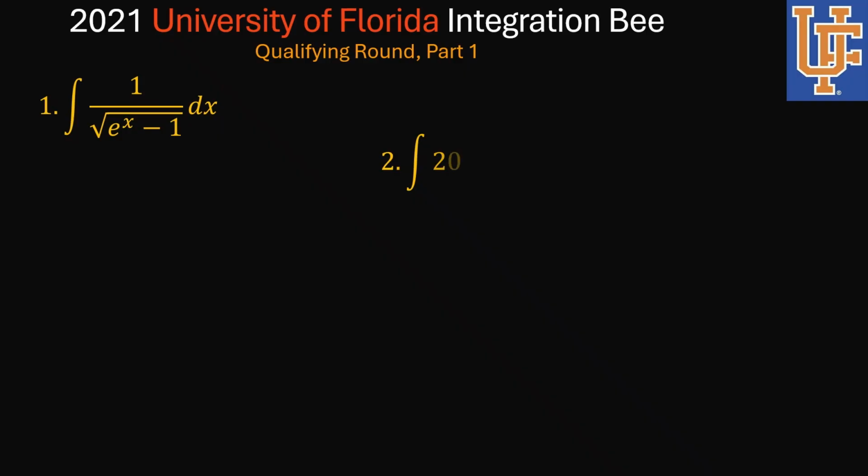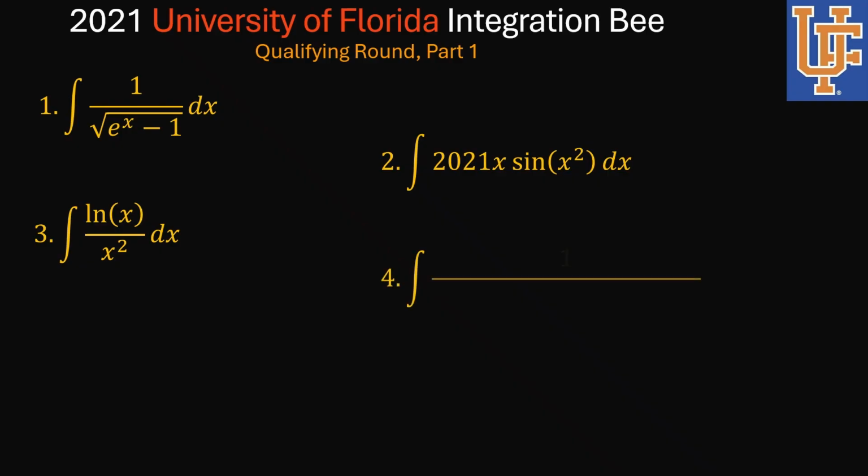Problem number 2, which was the indefinite integral of 2021 times x times sine of x squared. Problem number 3 is the indefinite integral of the natural logarithm of x over x squared. Problem number 4 happens to be 1 over negative x to the power negative 1 plus x to the power negative 2 minus x to the power negative 3 plus, and so on and so on.